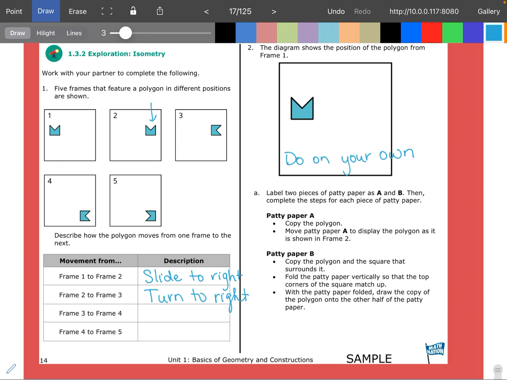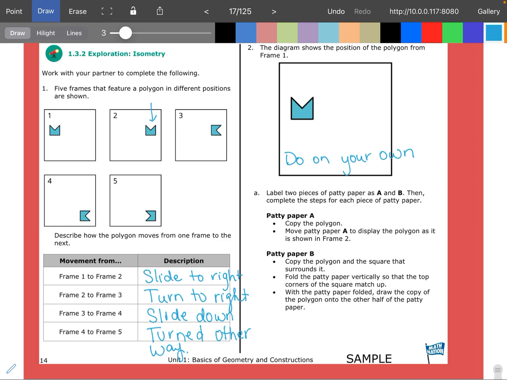From 3 to 4, the only thing that happened there is 3 is a little bit higher than 4, so we had a slide down. And 4 to 5, that polygon is located in the same corner, but it's opposite direction, so it's turned the other way. So again, you're just recognizing what happened.